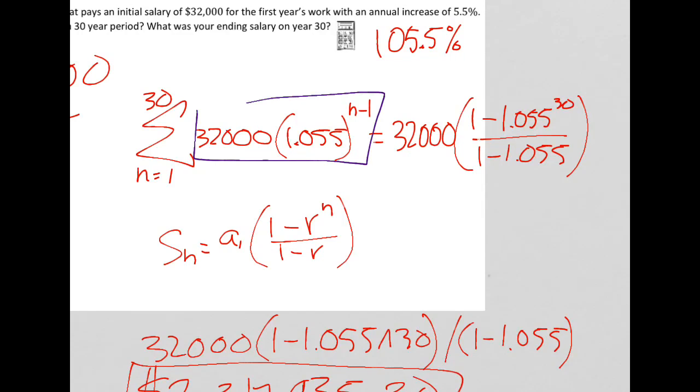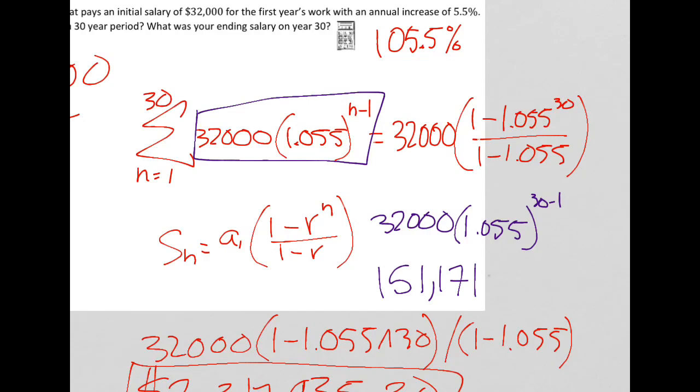Well, that's just a matter of using our explicit formula, which is 32,000 times 1.055 and plugging in 30 for n, so 30 minus 1. So type it in your calculator, and you should find that your ending salary was $151,171.98. So that's pretty cool. Your salary went up quite a bit over those 30 years. You started at 32 grand, and now you're making 150 grand.